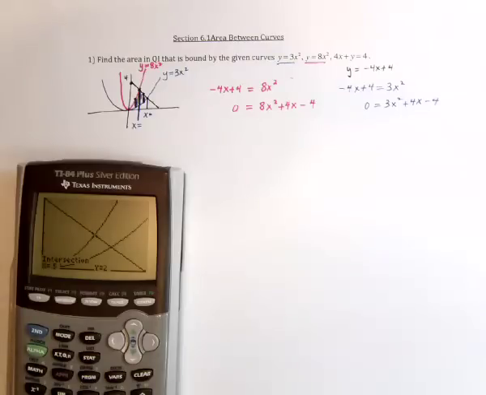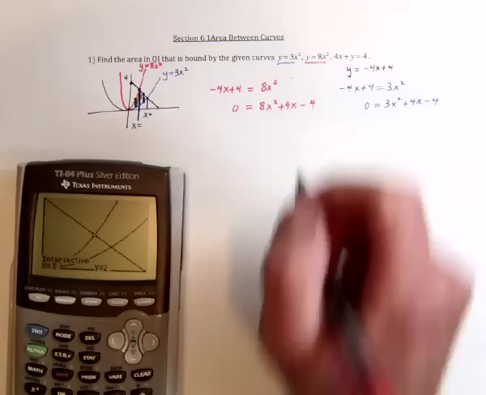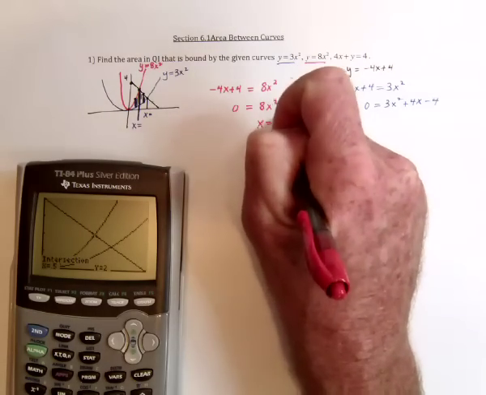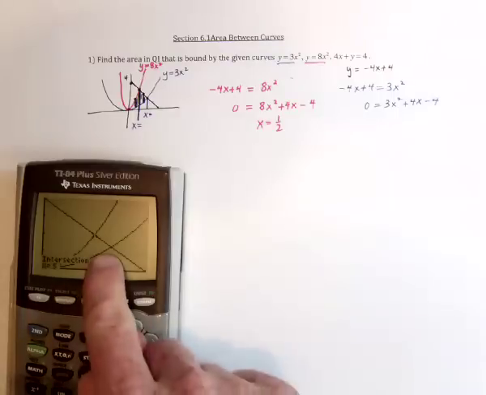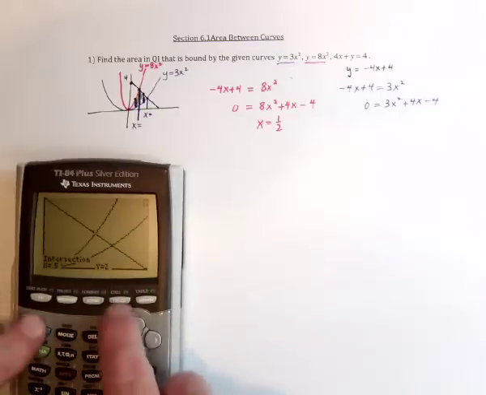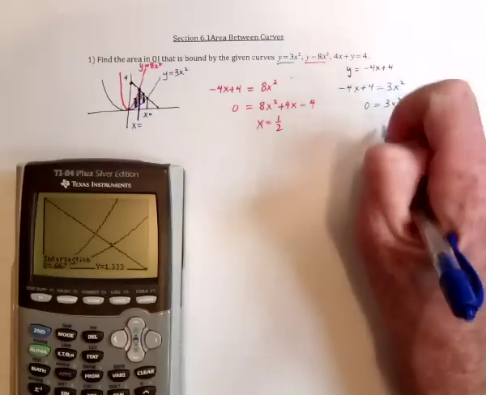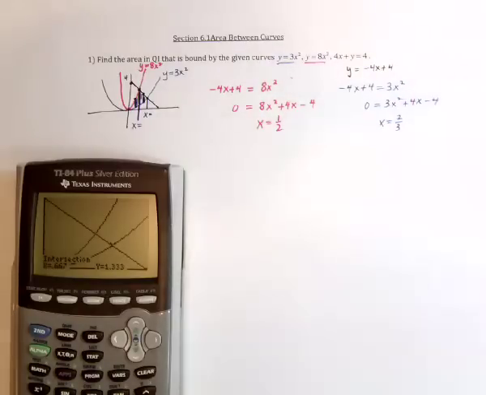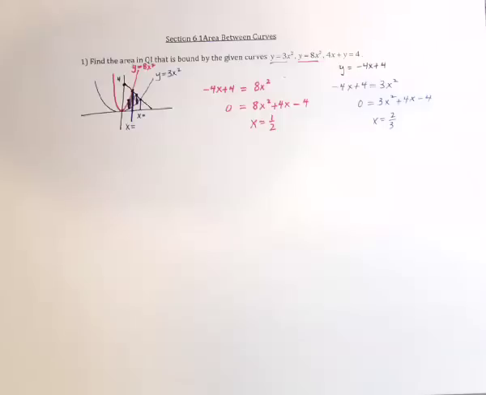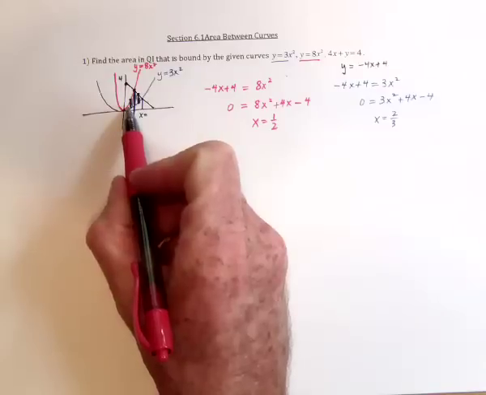Oh, it's right in the middle at x equals 1/2. So we'd have x equals 1/2, and then for this one over here, calculate where they intersect. At 2/3. Okay, so we have to find this area in here.